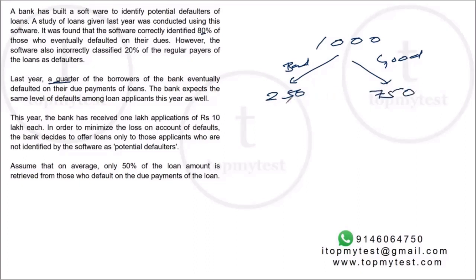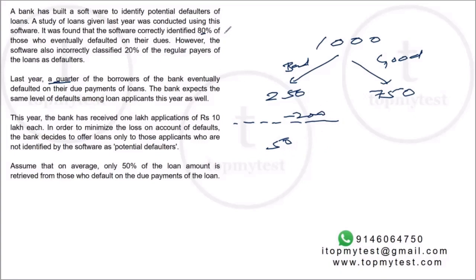This will be your case without any software. So the bank will approve these 1,000 loans. 750 people will be good, 250 will be bad; these people will default, these people will pay the money. Now with the software, let's see what happens. The software correctly identified 80% of those who eventually defaulted. So out of these 250, it will be able to filter out 200 people. 80% will be filtered out. So only 50 people will pass through and their applications will be approved by the bank. Only these 50 people will now default on the loans.